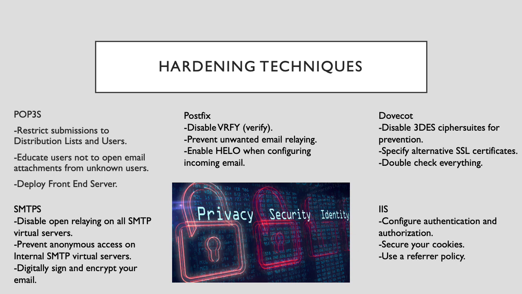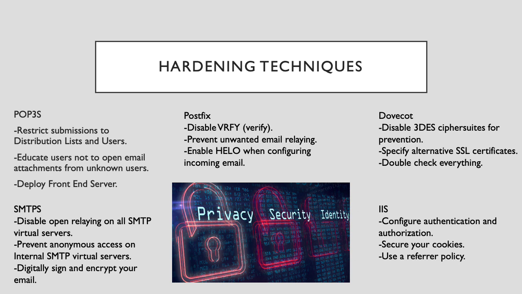Some hardening techniques for the POP3S: restrict submissions to distribution lists and users, and educate users not to open email attachments from unknown users. This is a good hardening technique because if you open any unknown attachments or anything that may contain harmful material, your computer and your software may be compromised, and it could put all of your information and operating system in complete jeopardy. You can also deploy the front-end server to ensure much more security.